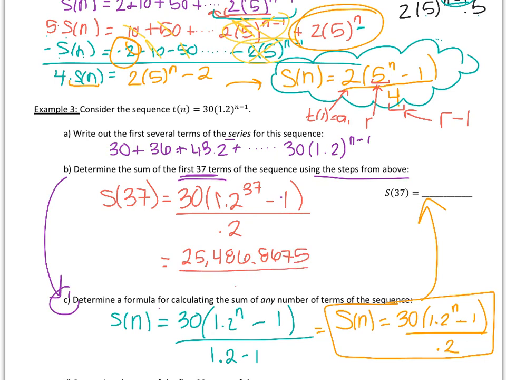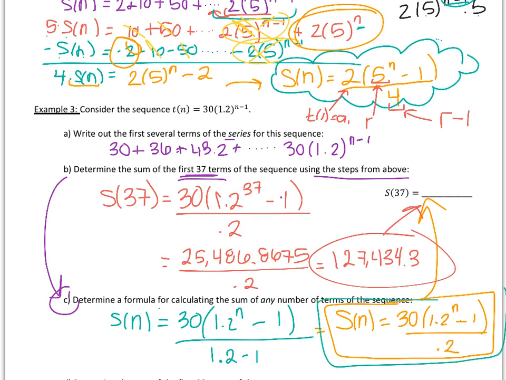25,486.8675 divided by 0.2. So I'll finish that calculation, and I ended up with a large number, 127,434 about 0.3. So that's the answer. Okay, and again, we can now resort to these formulas, this formula, that for the millionth time you will have access to. You do not need to memorize how to come up with that.